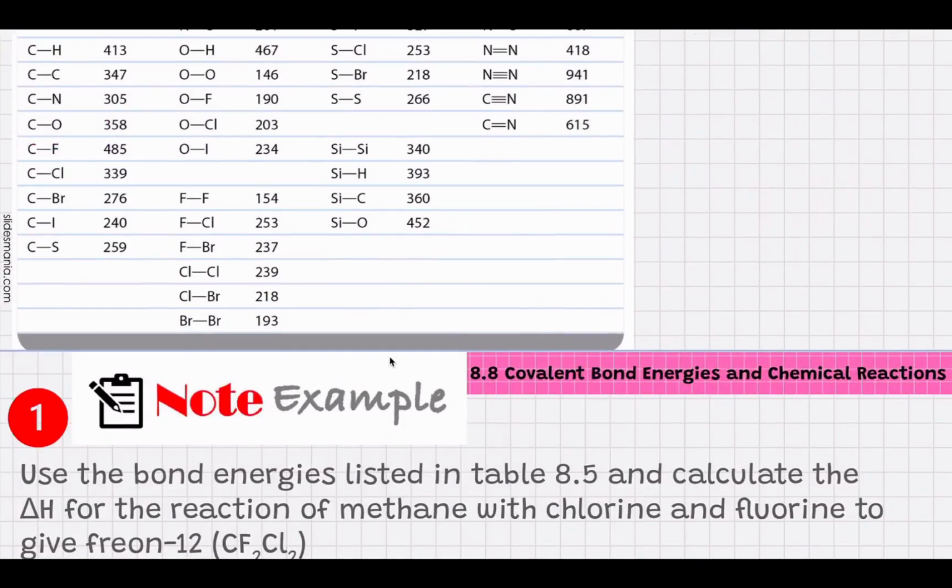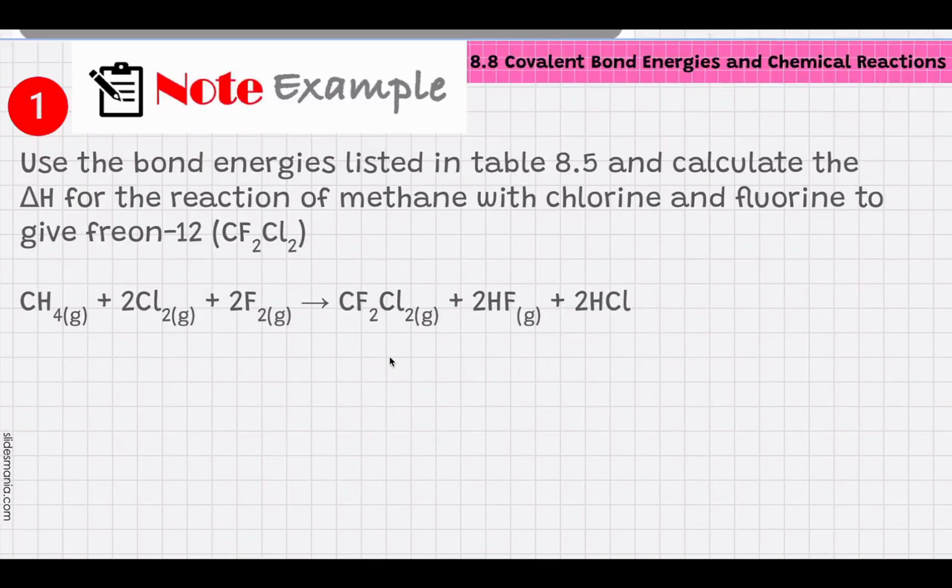But let's try an example. When you see an example like this, it's helpful to draw out the structures. If you don't want to draw them, you still have to kind of picture the bonds. So there's two of those. There's two fluorine-fluorine bonds.